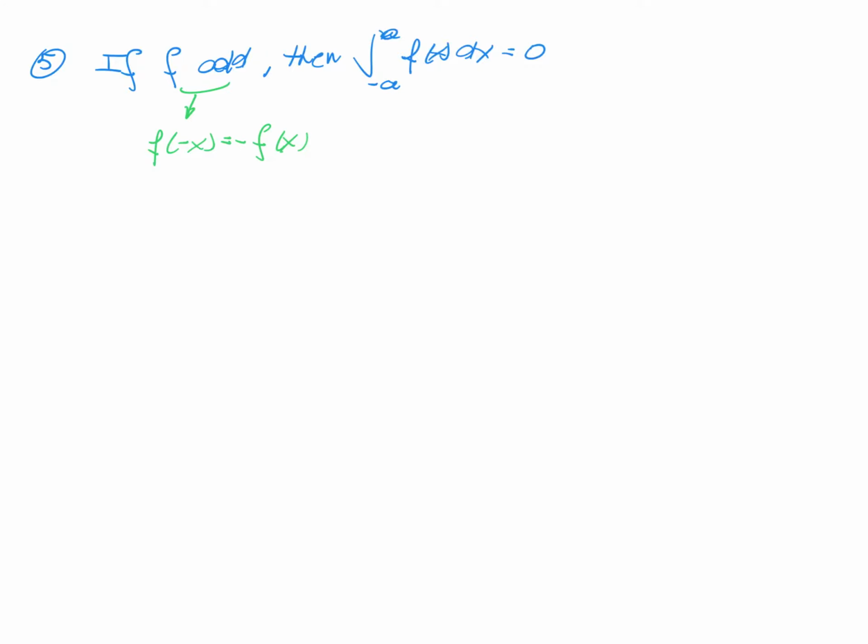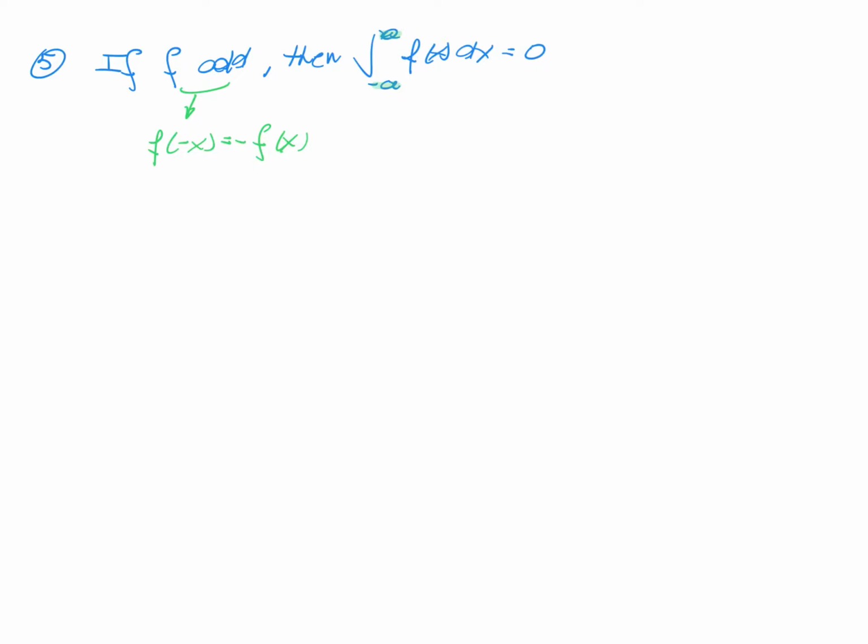For the fifth property, assume that f is odd. So if f is an odd function, then the integral of f of x dx between the boundaries minus a and a is just equal to 0. So f odd means that f of minus x is equal to minus f of x. And it's also important to note that the lower boundary here is minus the upper boundary.